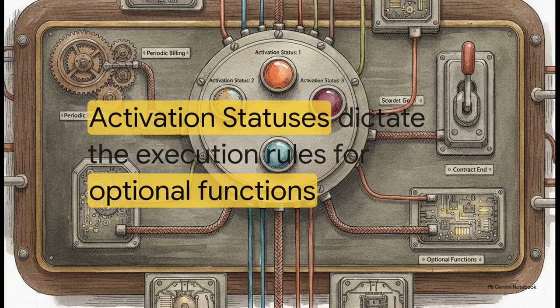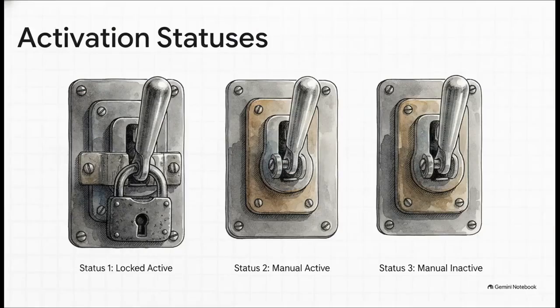So for all those functions that we just flagged as optional up in Level 1, we now have to refine their actual execution behavior. We do this by mapping them to specific business scenarios, like, say, a standard periodic billing run versus a final contract termination. This mapping is based on a combination of the invoicing type and the invoicing category, which you define on the customer's contract account. Once we've got that combination, we assign one of 3 very specific activation statuses. This is where it gets really clever.